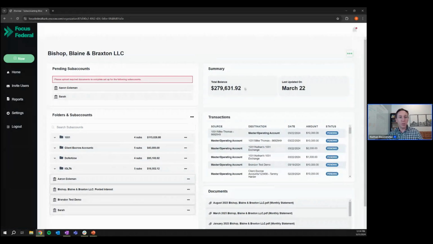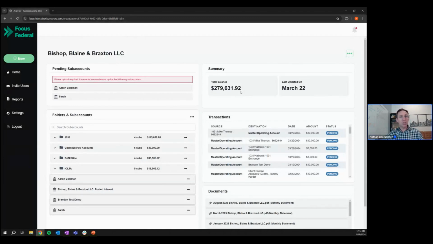From a high-level perspective, the way that the platform works is that on your core system, you would have what we term a holding account. So for Bishop Blaine and Braxton, the total balance is $279,631.92. That would be sitting on the holding account on your core. Then your instance of the ZEscrow platform would be the system of record for those individual accounts.